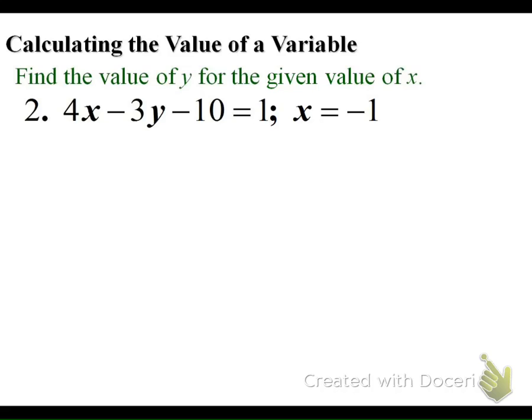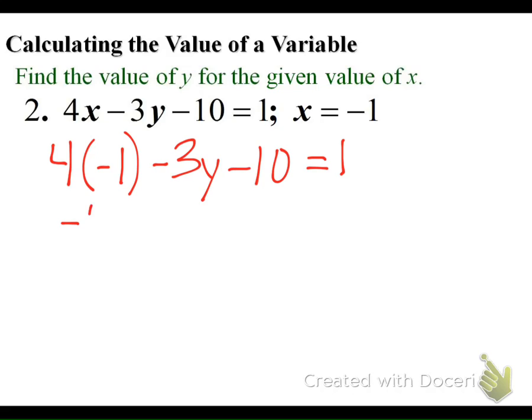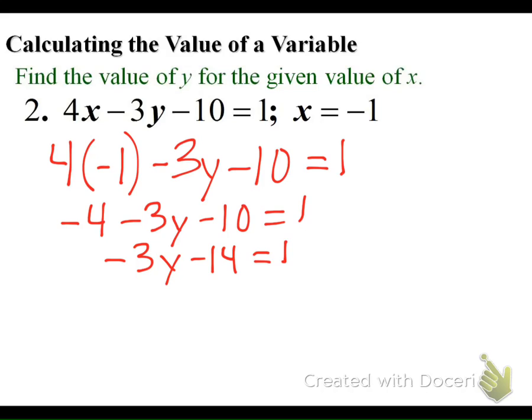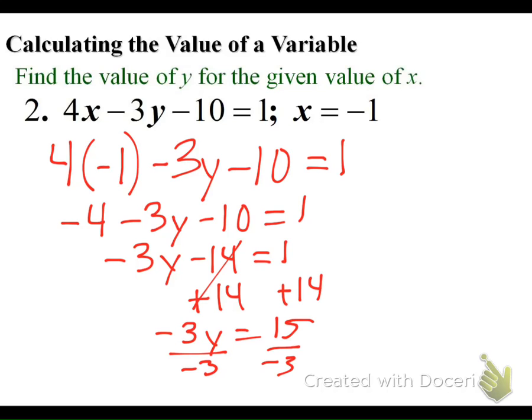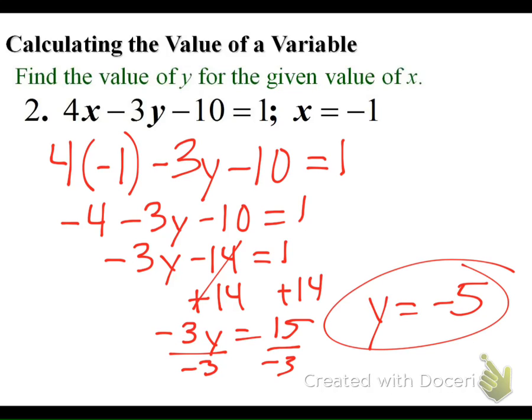We start number 2 in the same way we started number 1. We are going to replace the x this time, though, with a negative 1. Four times negative 1, of course, becomes negative 4. That becomes negative 14. And then solve like normal. So we get rid of the subtracting 14 first by adding it. We get rid of the multiplying by negative 3 by dividing. So here we are coming up with y equals negative 5. What are your questions on number 2?